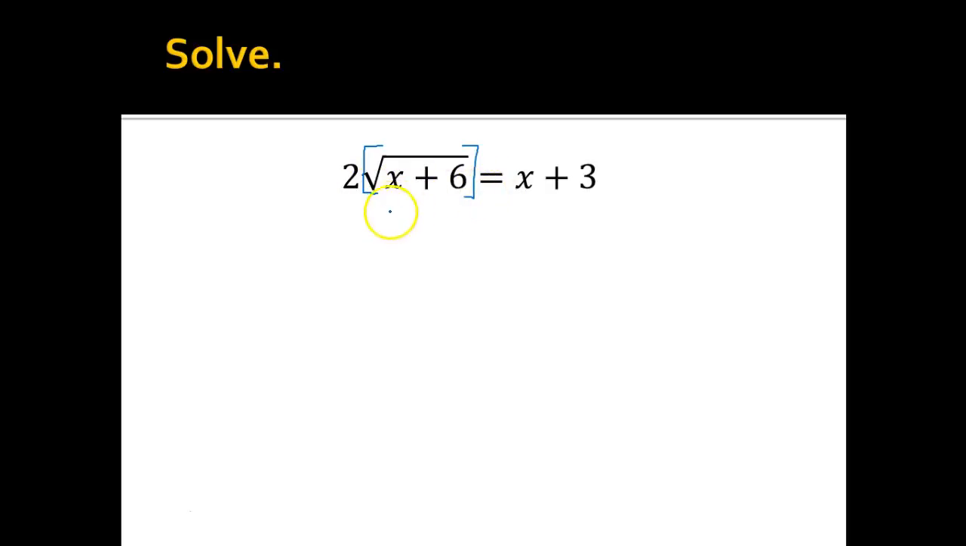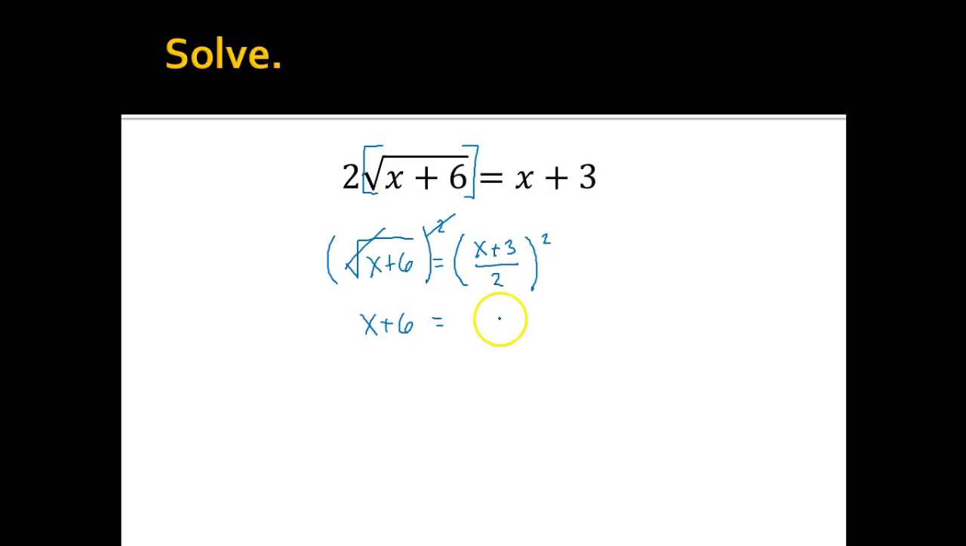So I'm going to divide both sides by 2, and I'll get the square root of x plus 6 equals x plus 3 over 2. Now, I did all that so that I can square both sides to undo the square root. Square both sides. So the square root of x plus 6 squared, the square and the square root cancel each other out, and we're left with x plus 6.